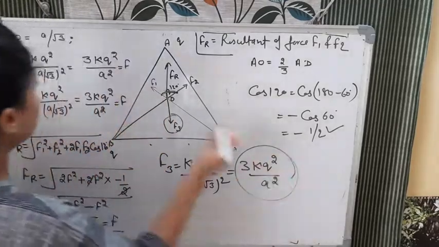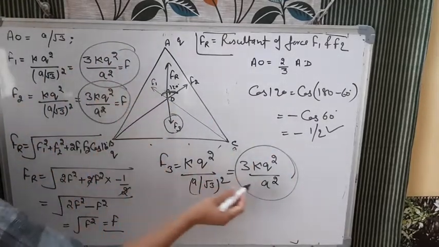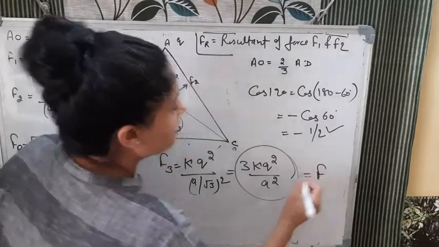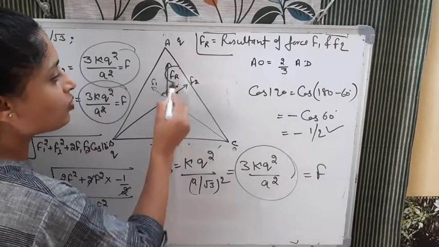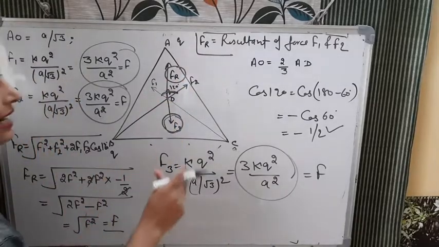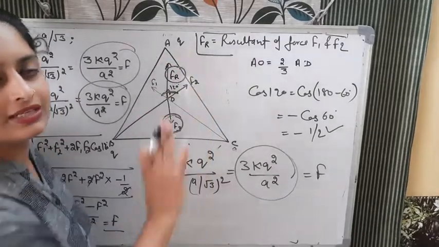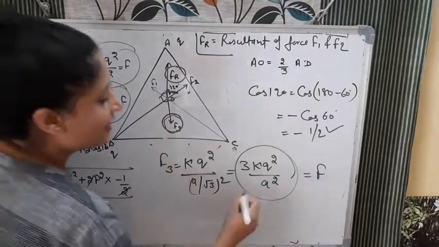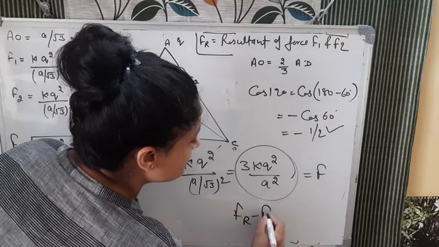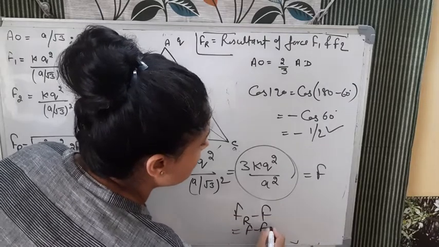This force is same as these were. So this is equal to what? This is equal to F. Now see clearly, this F3 is equal to F and this Fr is also equal to F. Both are equal in magnitude and opposite in direction. So what will be the resultant net force on the center? It will cancel out. Fr minus F, or we can say F minus F, it will be 0.